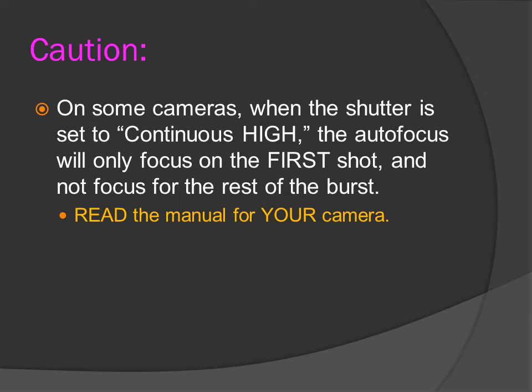Caution! On some cameras, when the shutter is set to continuous high, the autofocus will only focus on the first shot and not focus for the rest of the burst. What that means is if you have someone running towards you, the camera will focus for the first shot, and everything after that will be out of focus as that person is running towards you. Read the manual for your camera to see how continuous high is handled.